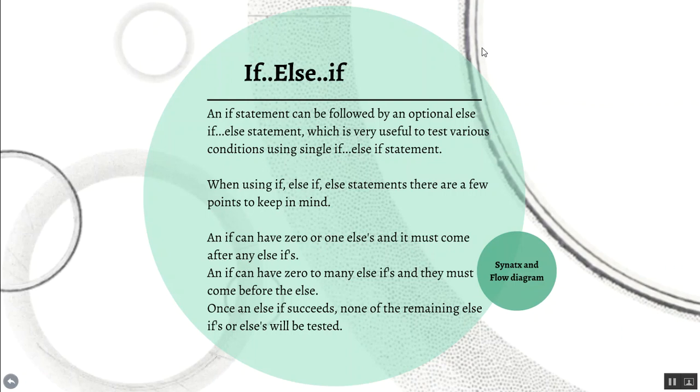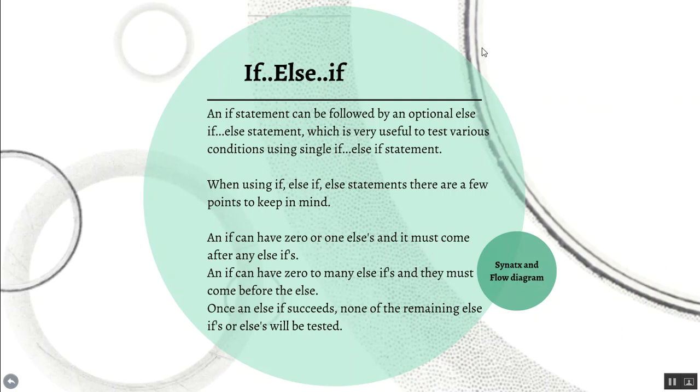The second point: if can have 0 or many else if, and they must come before else. Else if is always before the else structure. Else is the last, which is the default one. If none of the if else structure matches, then the else block is going to execute.